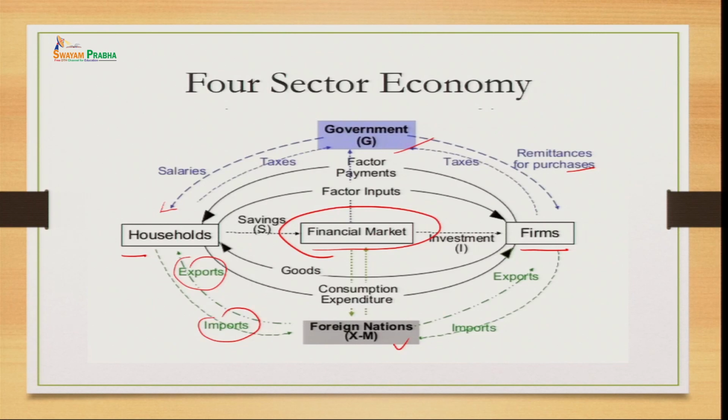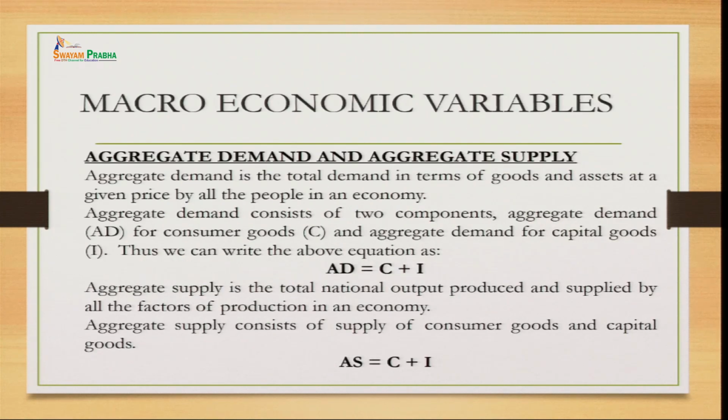We have FDIs and FIIs. FDI is foreign direct investment, and we have foreign institutional investors, right. So, these kinds of interaction take place. This is the four sector economy model, which gives you a complete picture of how this circular flow of economic activities takes place and what kind of interaction takes place between these sectors, right. So, the role of the financial market, I believe, is clear to every one of you, and then let us proceed further, where we are going to talk about macroeconomic variables now, right.